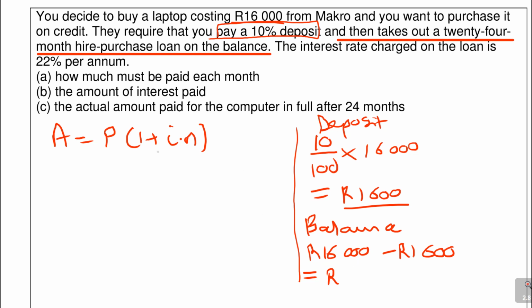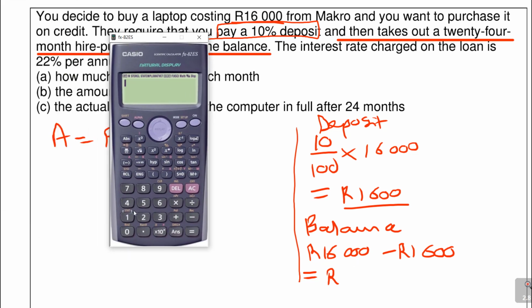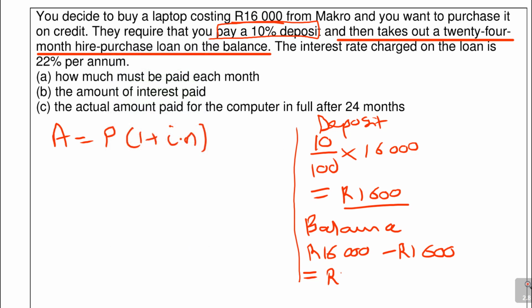Alright. So we'll say 16,000 minus 1,600. It will give me 14,400. So this is the money that you're going to borrow. That's why they are saying 24-month hire purchase on the balance. So this is your balance.